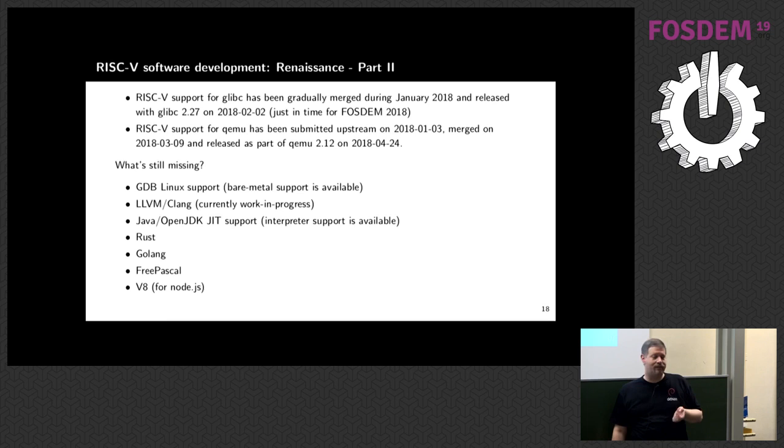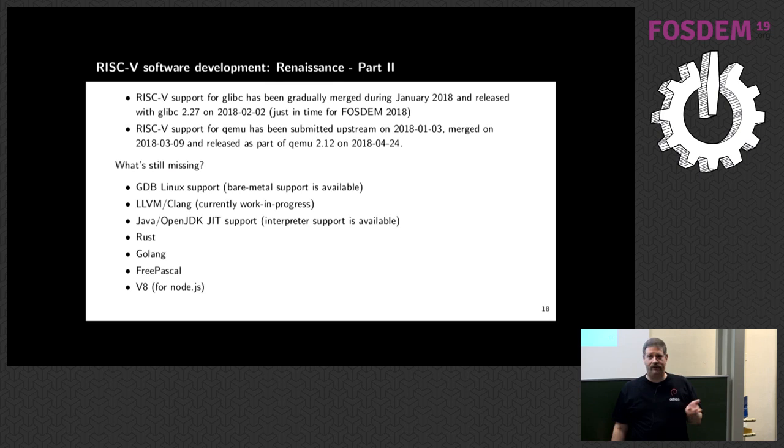Java has been a problem. We have Java support now, but only interpreter support, not just-in-time compiler support. So Java works, but it's dog slow. Getting JIT support is still quite a bit of work. Rust depends on LLVM. Golang is something that, to my knowledge, nobody is working on. Okay, somebody is working on Golang. And then there are, of course, other languages and other compilers. V8 is the JavaScript engine for Node.js, which is also not working yet.